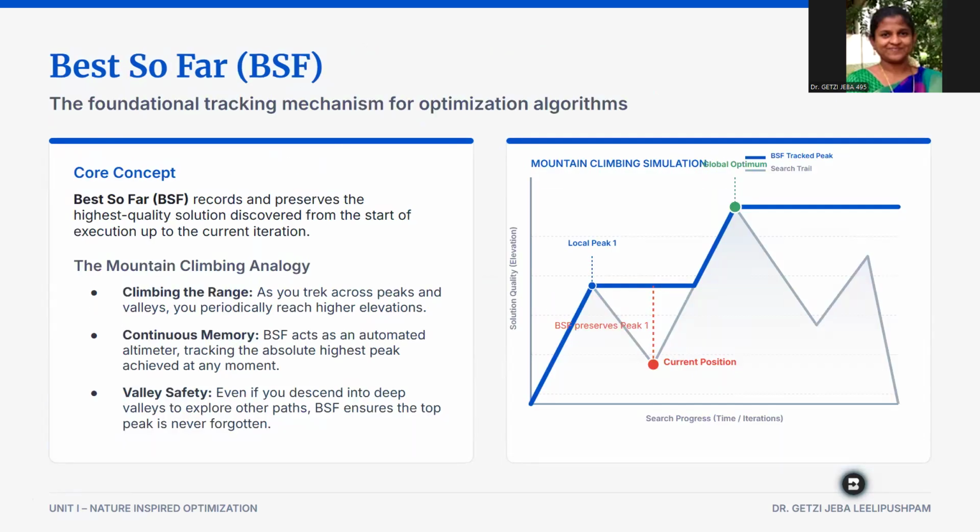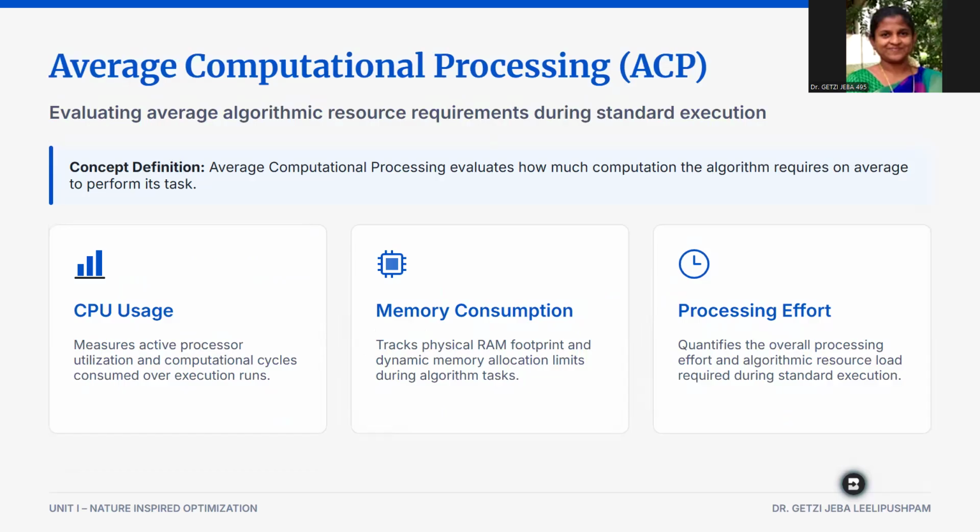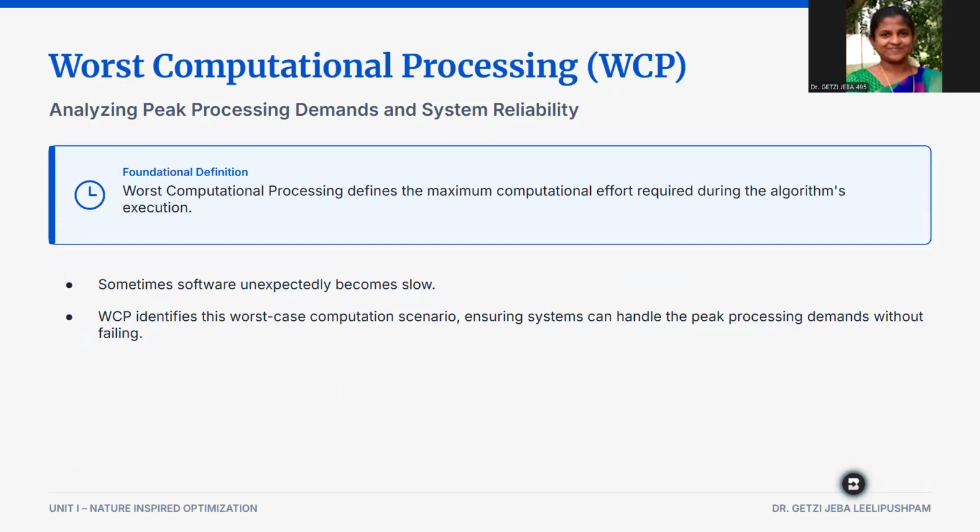Next, best so far. Best so far records and preserves the highest quality solution discovered from the start of execution up to the current iteration. The next one is the average computational processing. It takes care of the CPU usage, memory consumption, and the processing effort. And next, worst computational processing. It analyzes even the peak demands, that is, the worst processing that this algorithm has taken.